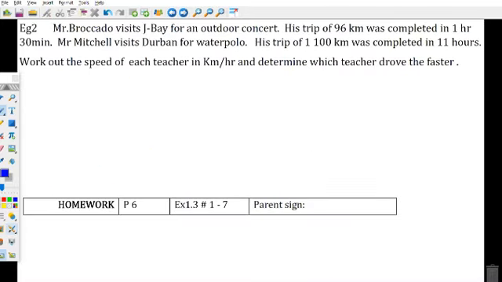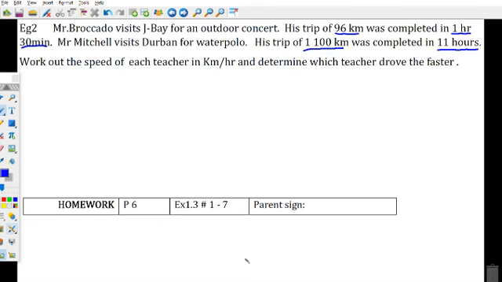Mr. Picardo visits J Bay for an outdoor concert. His trip of 96 kilometers was completed in 1 hour and 30 minutes. Mr. Mitchell visits Durban for water polo. His trip of 1,100 kilometers was completed in 11 hours. Work out the speed of each teacher in kilometers per hour and determine which teacher drove faster.